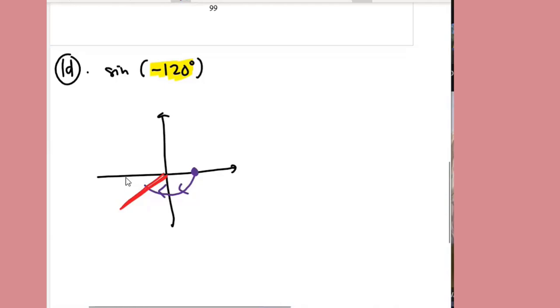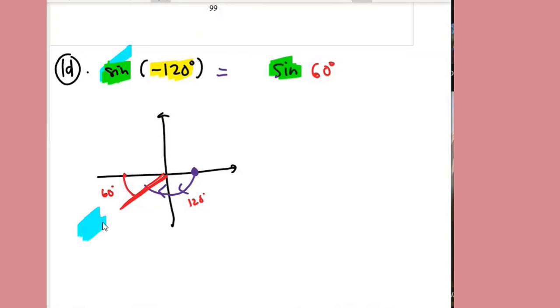Then find the angle between x and the line. Normally this is the acute angle or basic angle. So this is 120, and this is 60. The next step, check. This is sine, so it equals sine. Sine, and check the basic angle between x and the line, 60 degrees. And check the quadrant. For sine, is the third quadrant negative or positive? Check, the line lies in the third quadrant. In the third quadrant, is sine negative or positive?